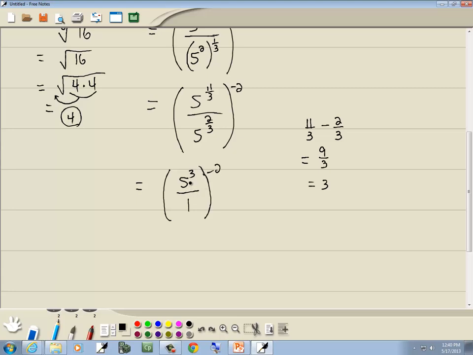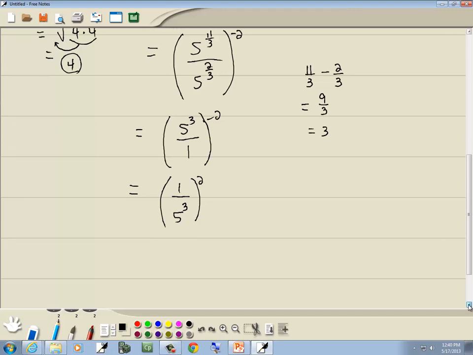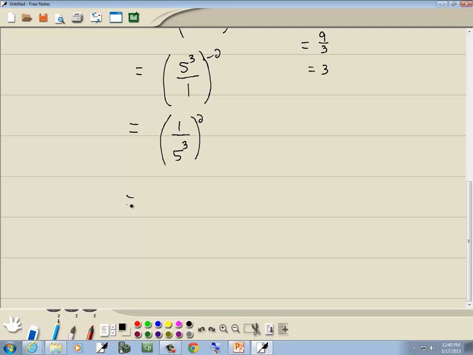Now I could go ahead and take 5 to the 3rd and rewrite it as 125. And technically that's what we would do, but I know that if we have a fraction to a negative power, you flip the fraction, take the reciprocal of it, so this becomes 1 over 5 to the 3rd, and you change the sign of that exponent to 2. Now earlier I said if everything inside your parentheses is multiplication and division, you're raising it to a power, you take everything to that power. So I'm going to take the 1 to the 2nd power, and I'll take the 5 to the 3rd to the 2nd power.